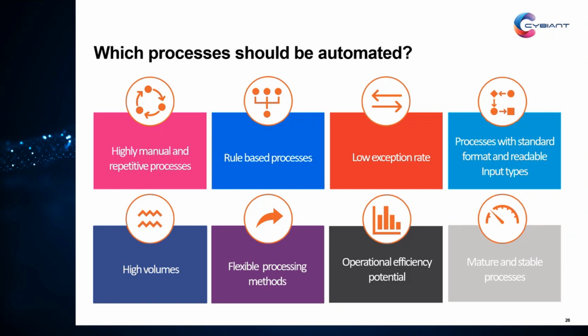So what do we mean by a mature and stable process? It's not that today I work in this way, and then next week something changes, and then we need to change the way of working again. That's not really a mature or stable process. A stable process is one where I've been using this method to work on specific tasks, so it's already mature.